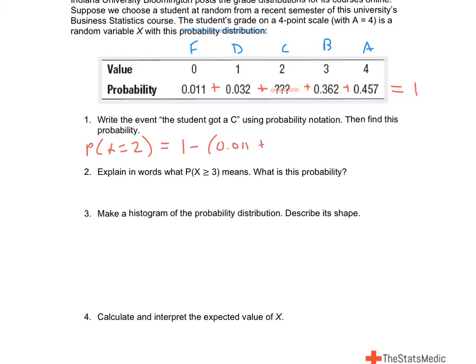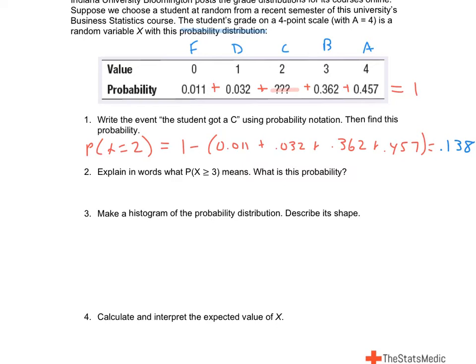0.011 plus 0.032 plus 0.362 plus 0.457, and that's equal to 0.138. So to check your answer, you could see that all of them add up to 1, and they do. So what would it mean in words that the probability X is greater than 3 means?